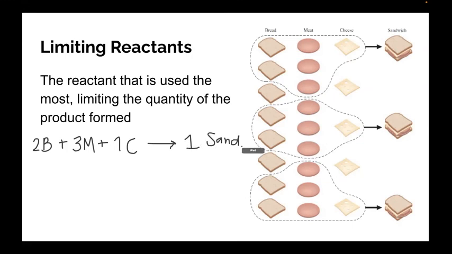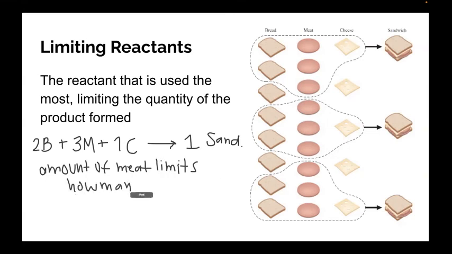But to make 1 sandwich, I need 2 pieces of bread, 3 pieces of meat, and 1 piece of cheese. But we notice I have 9 pieces of meat overall, which means the maximum amount of sandwiches I can make is ultimately 3, because the amount of meat limits how many sandwiches we can make.